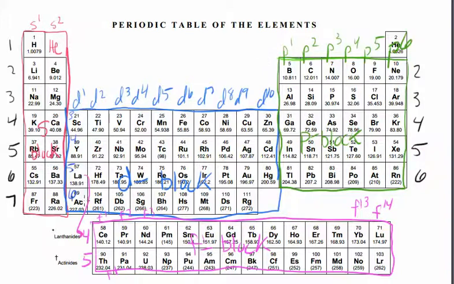And then from actinium, we're going to draw an arrow that goes down to here. So, how does this work? Well, basically, you read this like a book.